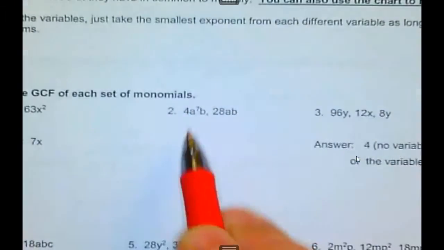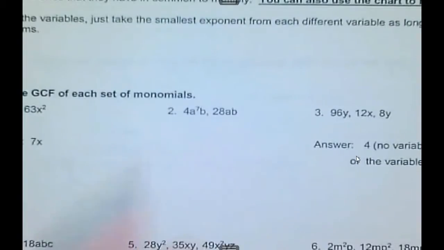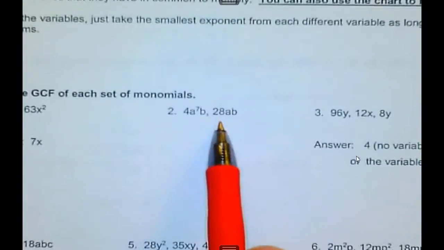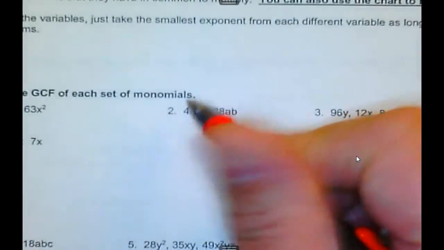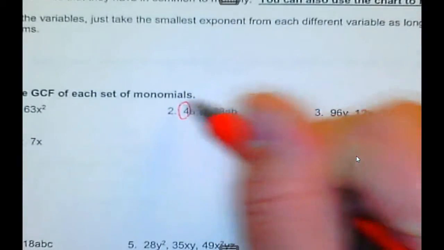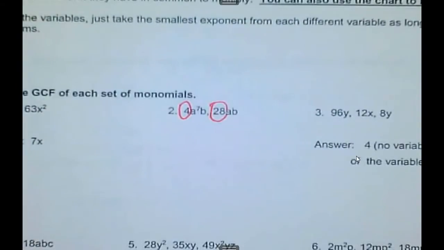I have two terms here, right? I have 4a to the 7th, b to the 1st. 28, a to the 1st, b to the 1st. So the first thing I'm going to look at are my numbers. So I have 4 and 28. I'm going to look at the factors of 4 and then the factors of 28.